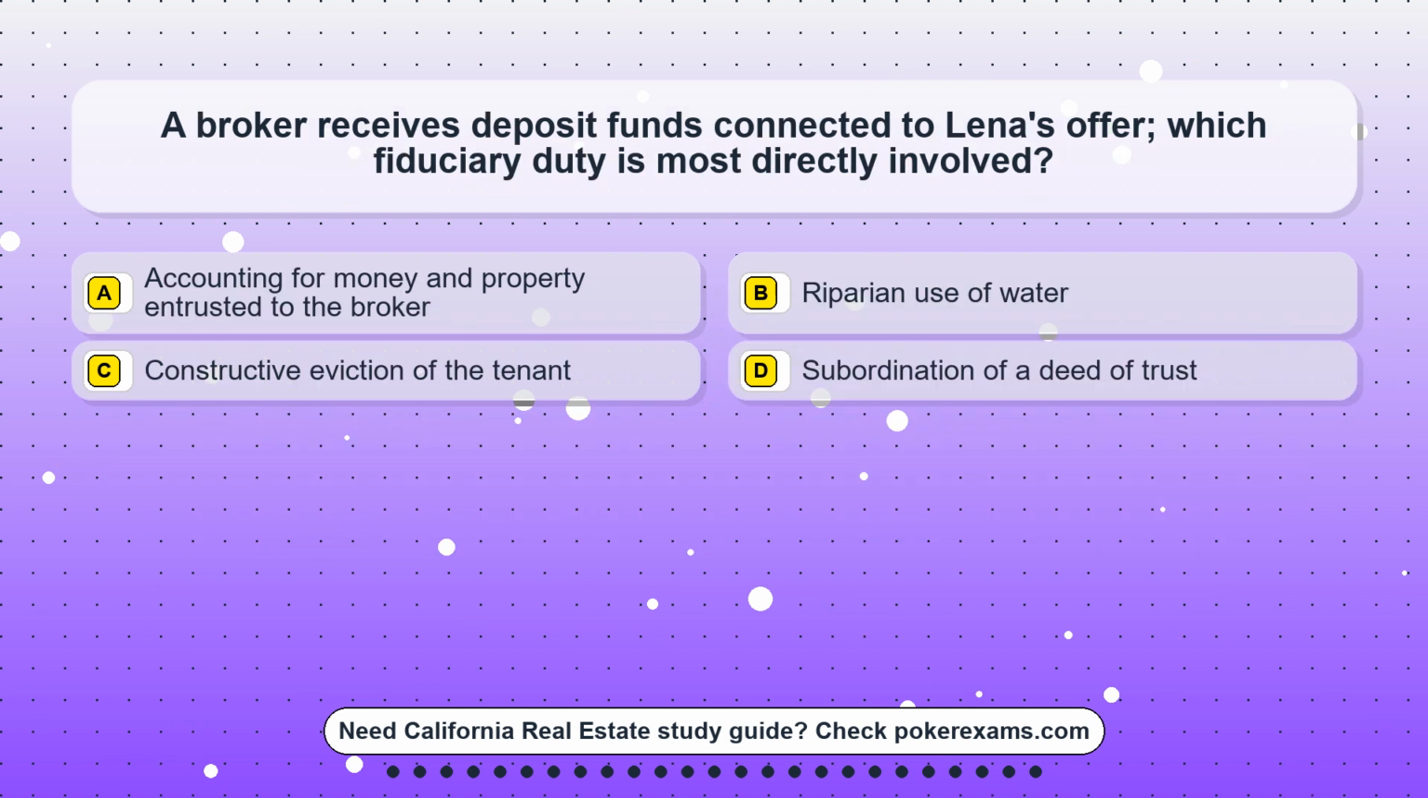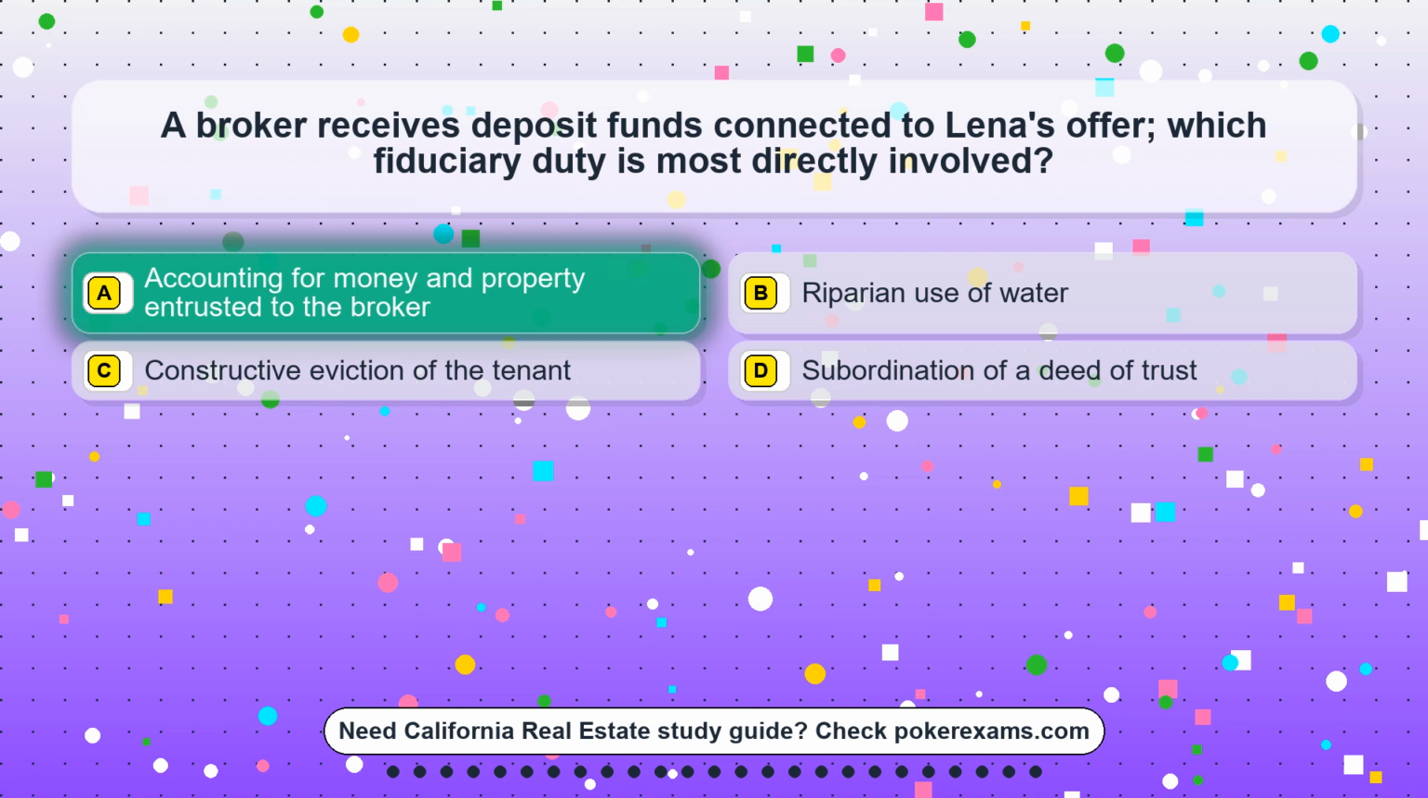Question 2. A broker receives deposit funds connected to Lena's offer. Which fiduciary duty is most directly involved? Option A. Accounting for money and property entrusted to the broker. Option B. Riparian use of water. Option C. Constructive eviction of the tenant. Option D. Subordination of a deed of trust.